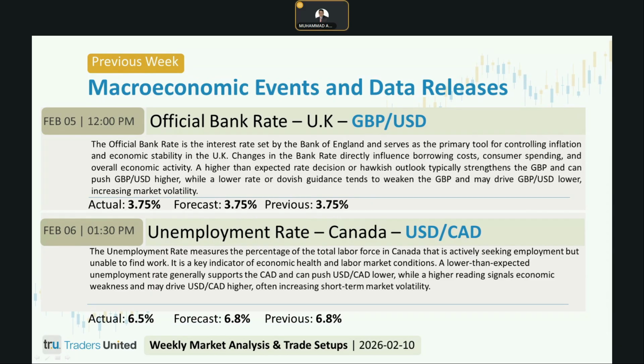The unemployment rate measures the percentage of the total labor force in Canada that is actively seeking employment but unable to find work. It is a key indicator of economic health and labor market conditions. A lower than expected unemployment rate generally supports the CAD and can push USD CAD lower, while a higher reading signals economic weakness and may drive USD CAD higher, often increasing short term market volatility.